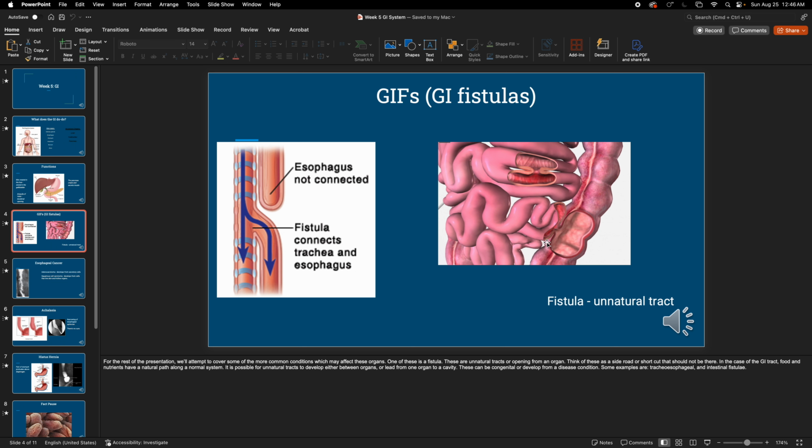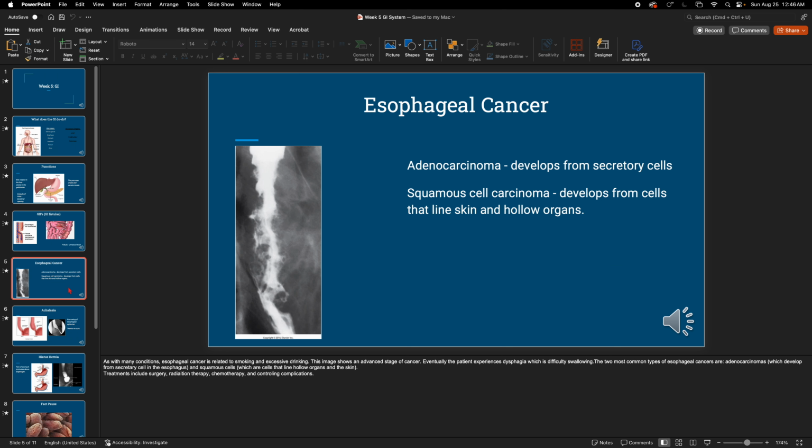Any kind of condition can, there's a myriad of conditions that can cause a fistula. But what is a fistula? It's an unnatural tract, an unnatural opening between two structures or between one structure and another, where the matter that's in one can escape to the other. Terrible, terrible thing to have.